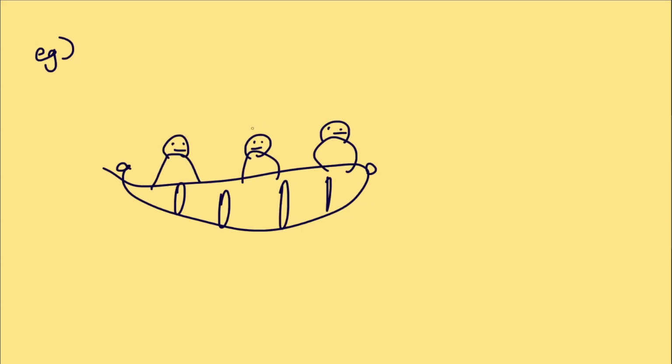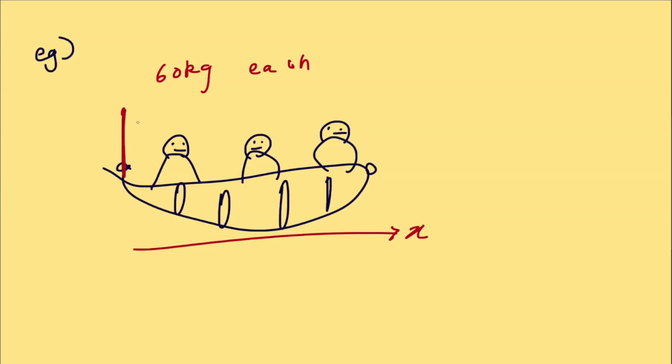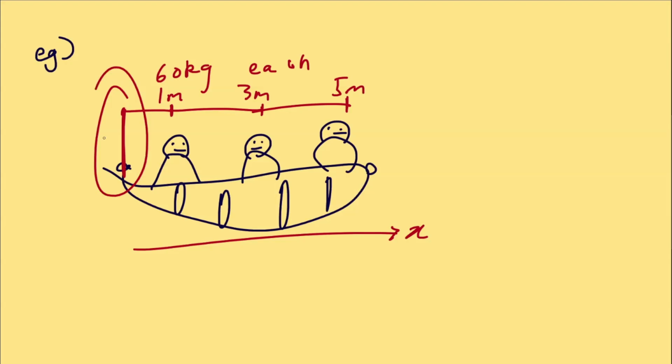Here's an example problem. 3 friends go on a holiday trip and they go on one of those banana boats that you can hire. There's the banana boat, and here are the 3 friends. They are all 60 kilos each. However, their distance from the end of the raft is different. So let's say this is our x-axis. From the left end of the banana boat, friend number 1 is 1 meter away, friend number 2 is 3 meters away, and friend number 3 is 5 meters away. Find the center of mass relative to the left-hand end.